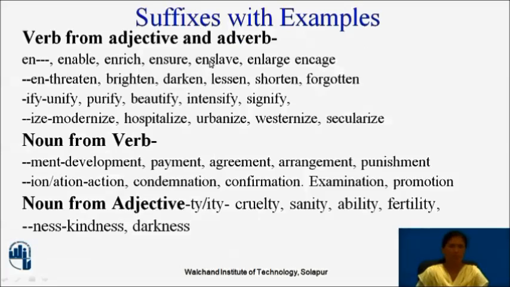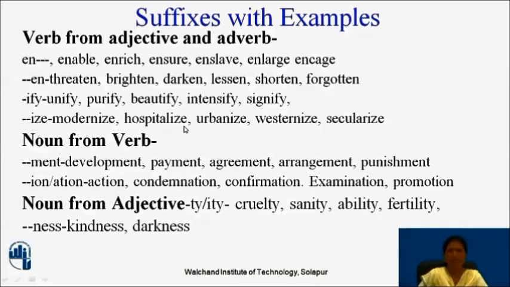Maximize: verb from adjective and adverb. Enable, enrich. These are not prefixes, but here we add en to able and to rich. Remember, able to enable and rich to enrich, sometimes morpheme and phoneme. So en goes at the end of the root word: threaten, brighten, darken, lessen, shorten, forgotten. Then ify: unify, signify, purify, beautify, intensify.